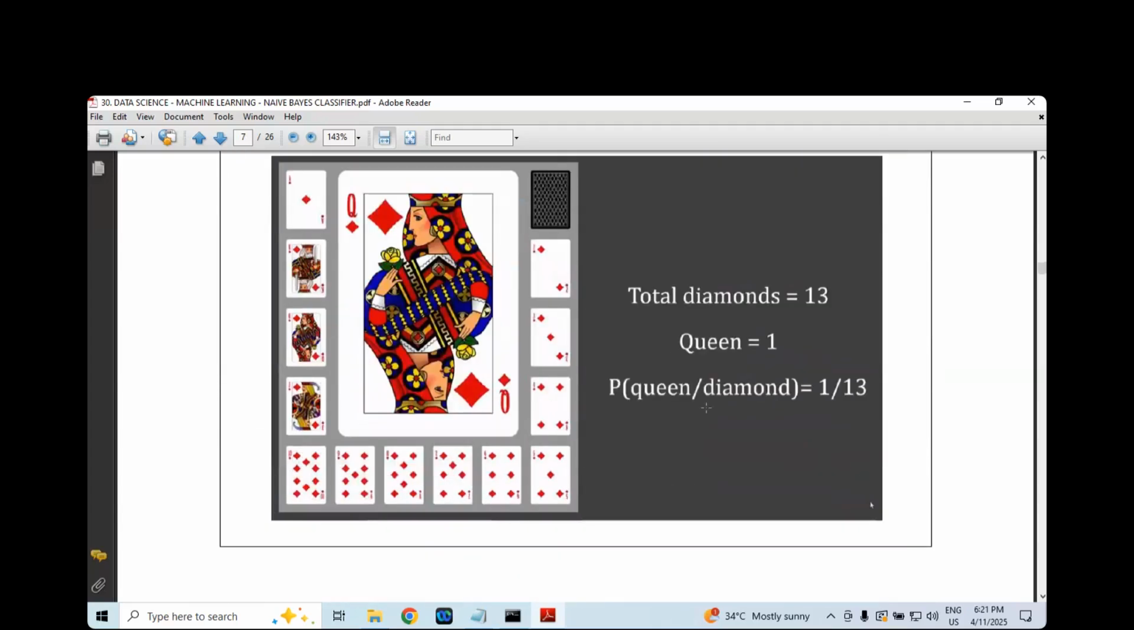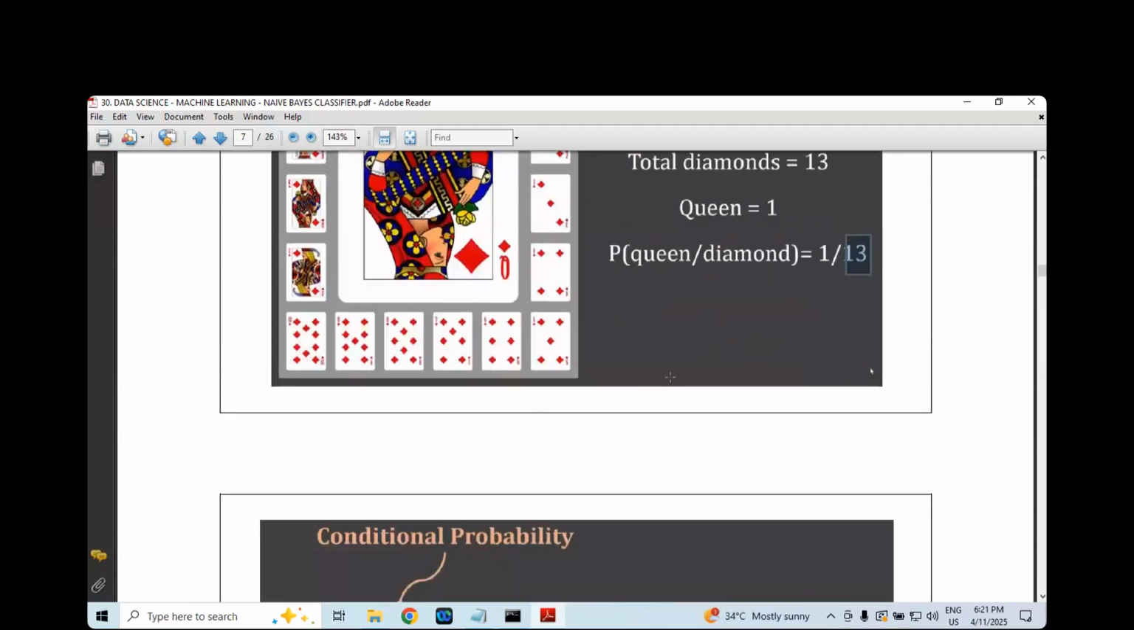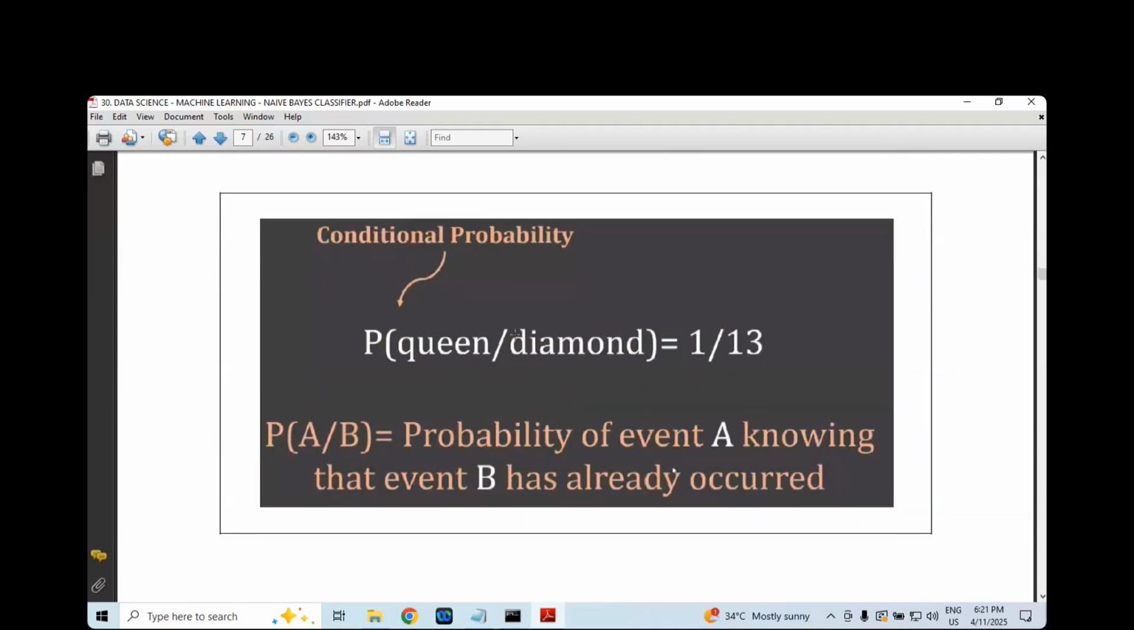On the left-hand side you can see P of A by B. Did you remember the formula? Total diamonds equals 13, queen equals 1. So queen value 1 and total diamonds value 13. What is the result? 1 by 13. Now hold on, how did you get this answer? If you spare 1 minute, I will tell you. This is what you need to understand: the probability of event A, knowing that event B has already occurred.